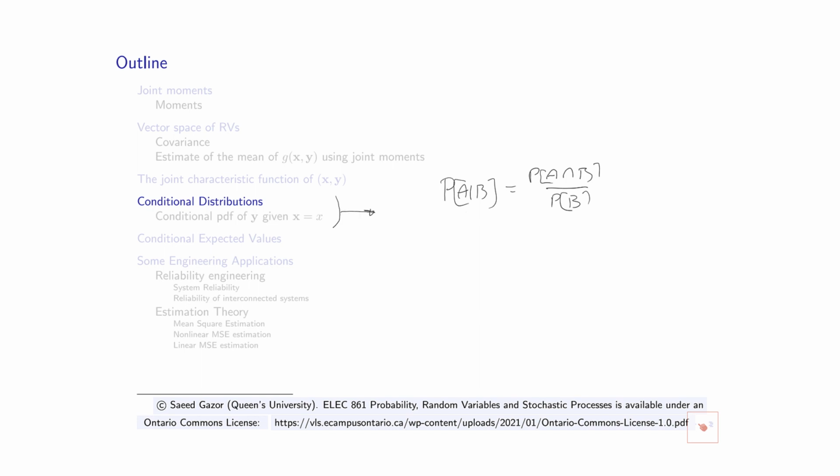For instance, you may know the output of a channel. Let's say output of a channel is Y, but you don't know what is X. So you want to know the distribution of the input or the distribution of transmitted signal given the knowledge of that. So we want to know a conditional distribution of the transmitted signal, which we don't know, provided some measurement.